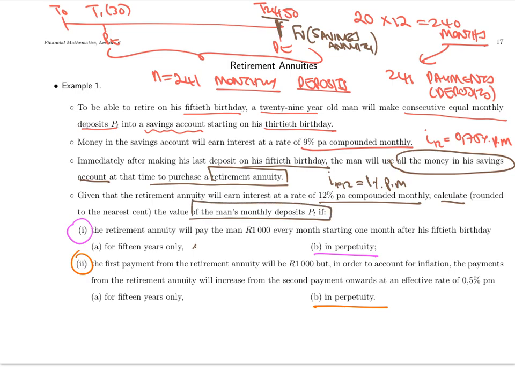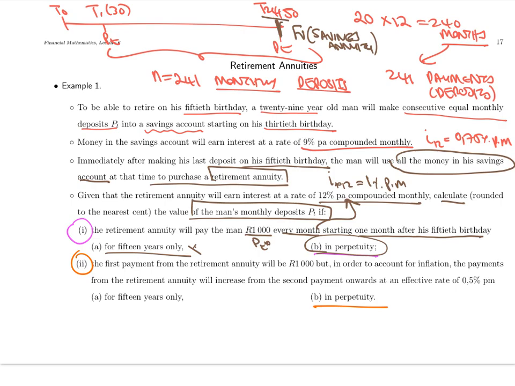We've already done this one. We've done this one in class. Calculate it if the retirement annuity will pay the man 1,000 Rand, so that's PT star, every month. So if his retirement annuity is monthly, I need the corresponding monthly interest rate. So it is a simple annuity starting 1 month after his 50th birthday in perpetuity. So that is the first question that we need to answer.